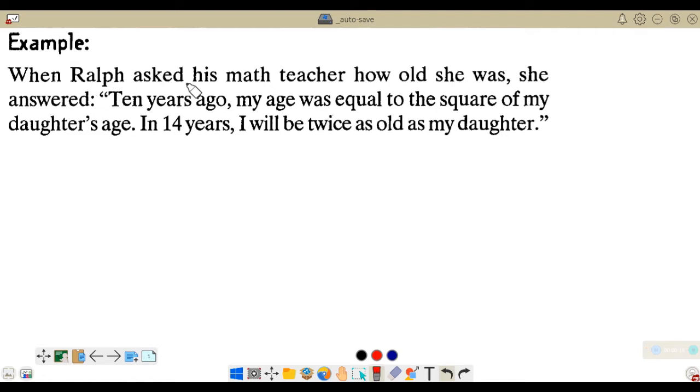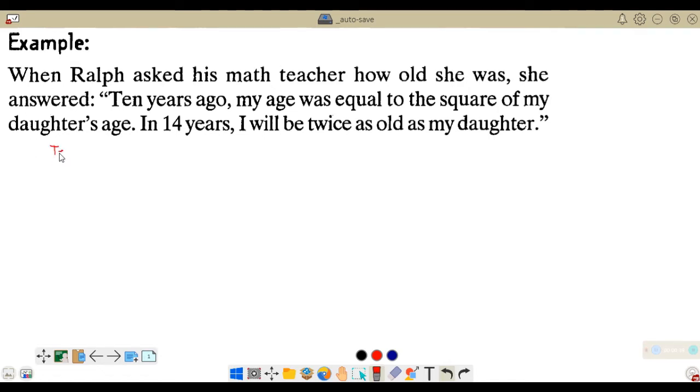So when Ralph asked his math teacher how old she was, she answered, 10 years ago, my age was equal to the square of my daughter's age. In 14 years, I will be twice as old as my daughter. Okay, so let's break it down.